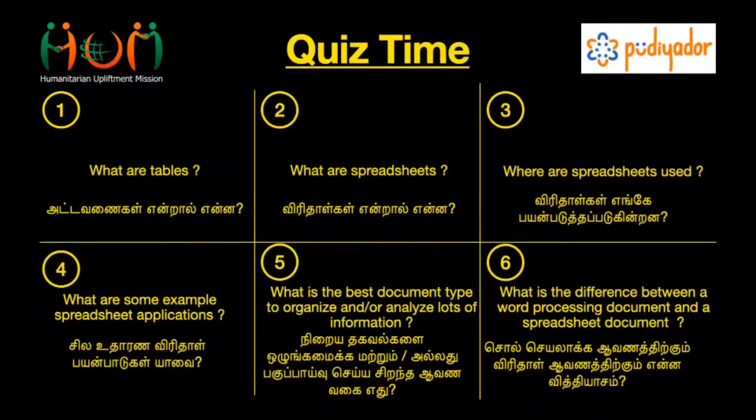What is the difference between a word processing document and a spreadsheet document? In a word processing document, you normally concentrate on one particular topic, whereas in a spreadsheet, you can write a lot about many products, many items as such.